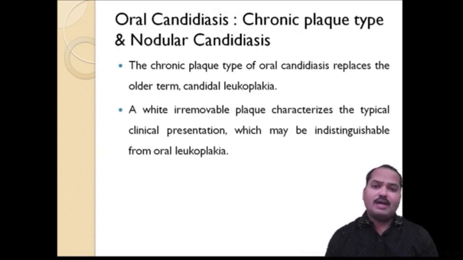Then we come to the chronic plaque type and the nodular type of candidiasis. The plaque type replaces the old terms candidal leukoplakia or hyperplastic candidiasis, which we now call chronic plaque type candidiasis. In this type, the lesion which develops as a result of infection cannot be scraped. A white irremovable plaque characterizes the typical clinical presentation, and it cannot be distinguished easily from oral leukoplakia.